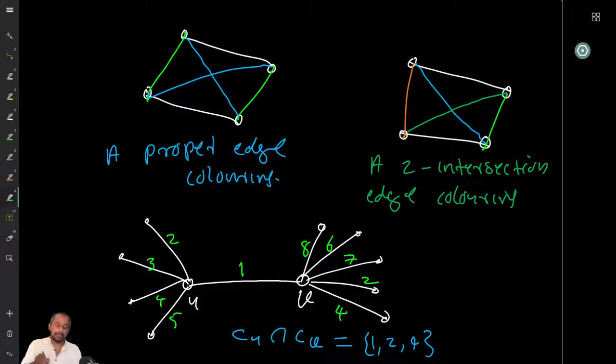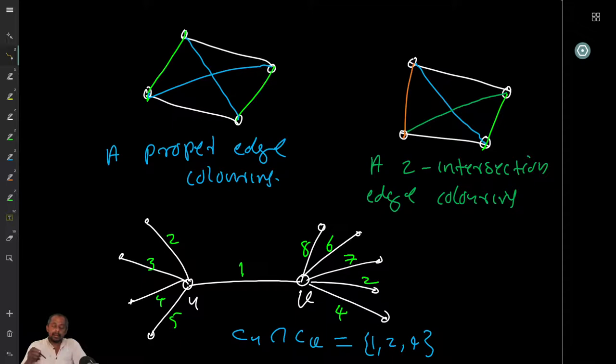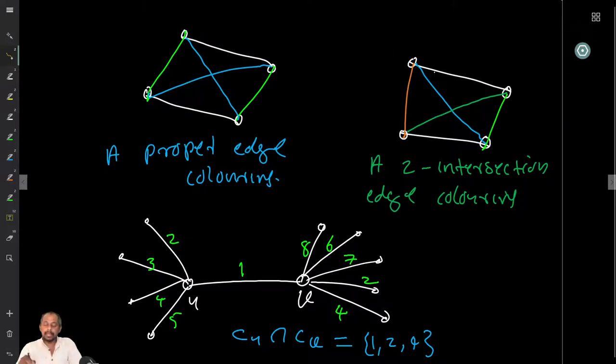So here is an example of a proper coloring of a complete graph on 4 vertices. This is a proper edge coloring. And here is a proper coloring that is also a 2 intersection edge coloring. If I take any edge, you will see that at most two colors are common to its endpoints. For example, here I have white, here also white, and blue is common. So I have 2 already. Therefore, this color and this color must be different, so I cannot use the same color here and here. And again, because this and this are the same, this must be different.